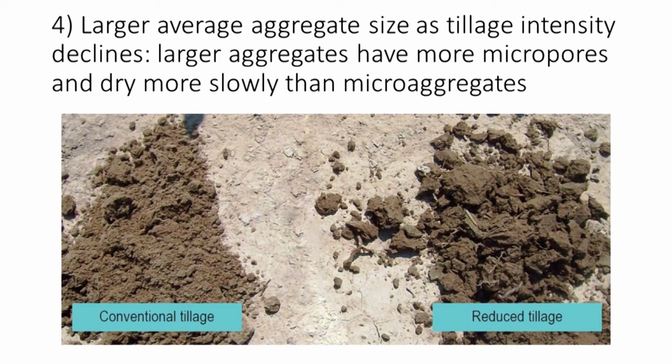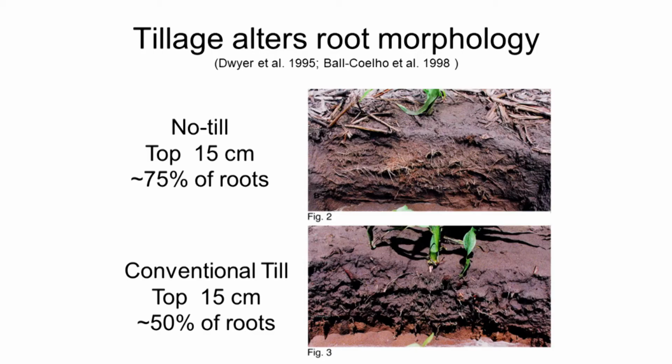Now remember that 3D scan I showed you? That was a 3D scan of a macro aggregate, and we could see the micropores in that macro aggregate. All right, how's that for a tongue twister? But the point is that the macro aggregates have lots of micropores that will hold on to water. That aggregate will swell up if it becomes wet, and it will dry slowly. And the larger the aggregate size is, the slower that drying process is.